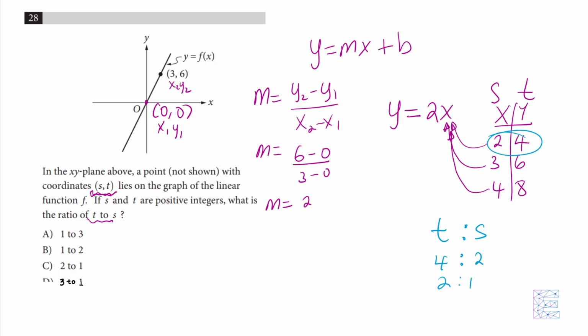Let's try another one. If we tried 6 to 3, let's try this second point here. 6 to 3 simplifies to 2 to 1. Try the last one. 8 to 4 also simplifies to 2 to 1. So you can see that the consistent ratio of t to s here is choice C, 2 to 1. And that's the answer to this question.